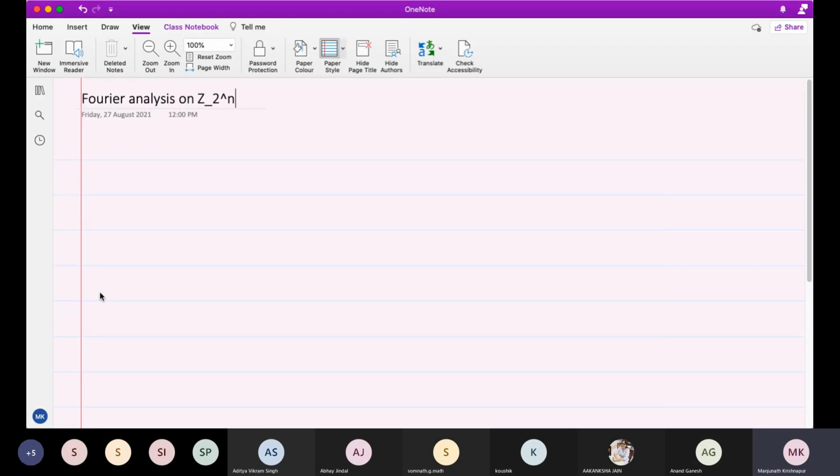So now we'll start on Fourier analysis on Z2 to the n.